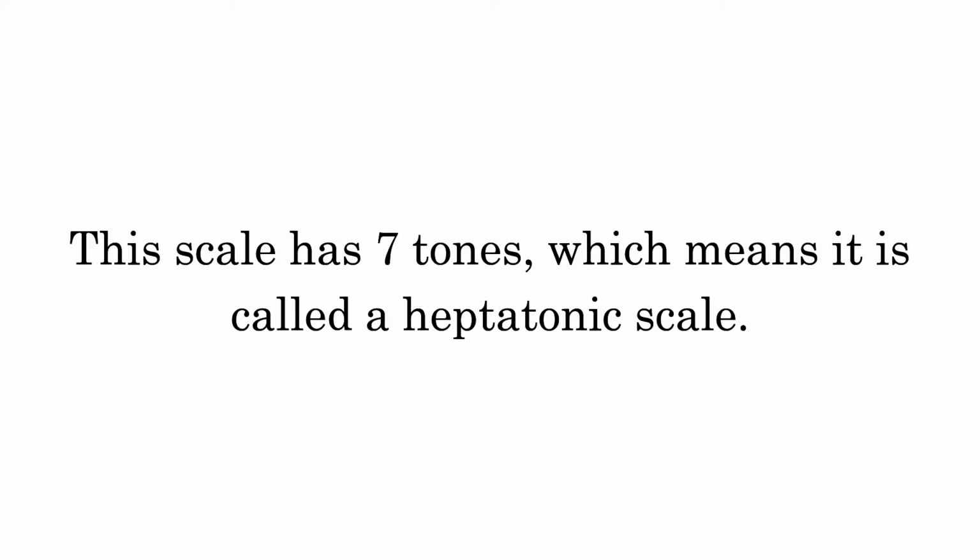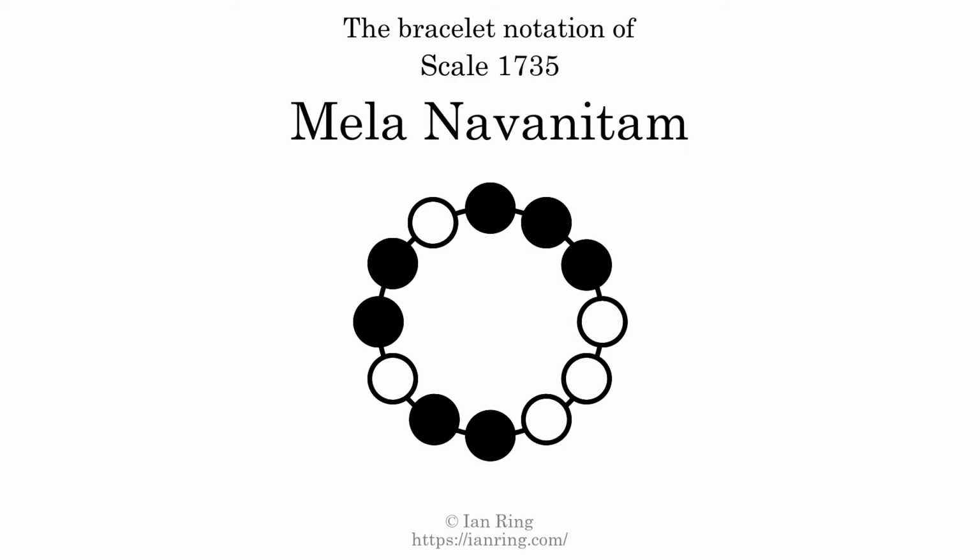This scale has 7 tones, which means it is called a heptatonic scale. This is a bracelet notation diagram of scale 1735. The shaded circles represent tones that appear in the scale, and they are read clockwise, starting at the top.